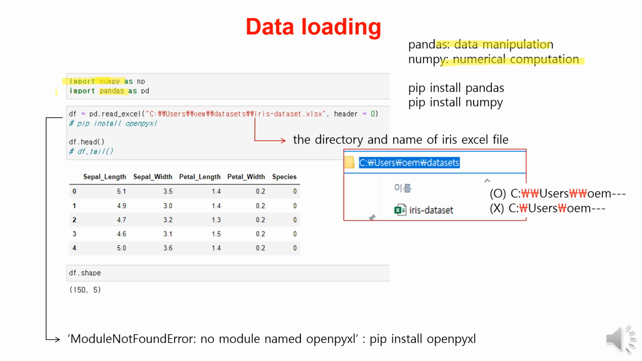If you encounter an error saying that Pandas or NumPy is not found, you can install them by running the command pip install pandas and pip install numpy respectively. After importing the Pandas and NumPy libraries, we need to load the iris dataset Excel file. When indicating the folder name of the iris Excel file, make sure to use 2 backslashes instead of 1. If you encounter an error saying that the openpyxl module is missing when loading the Excel file, you can install it using the command pip install openpyxl. Remember that if you encounter an error saying that a module is missing when importing a library, you can use the command pip install, followed by the module name to install it.